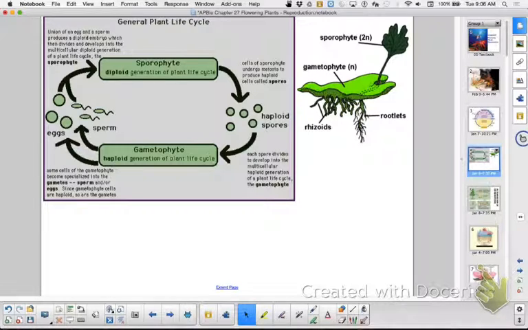And what happens is the sperm come out of the base of the heart, the pointy part of the heart, and they swim up here to the archegonia and they fertilize the egg, forming a diploid zygote. And here is your sporophyte that's growing up out of it.